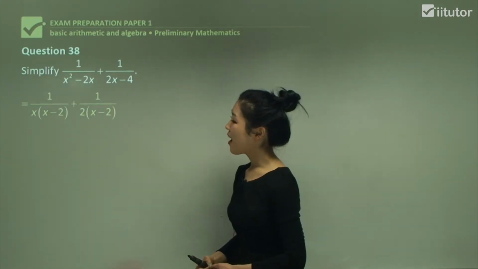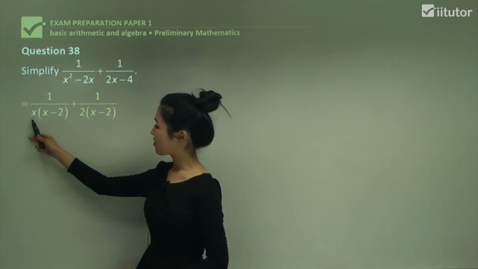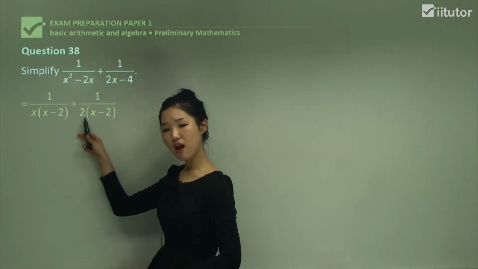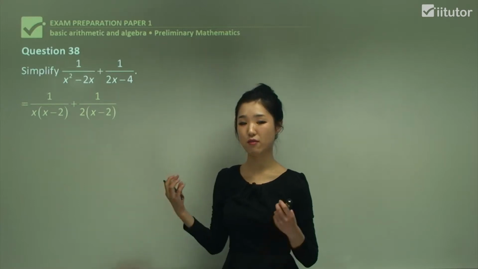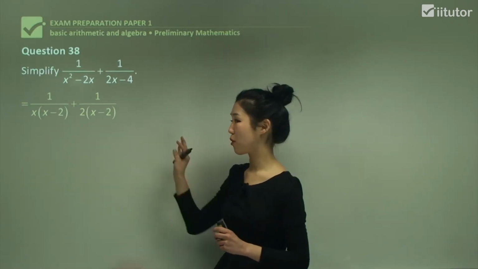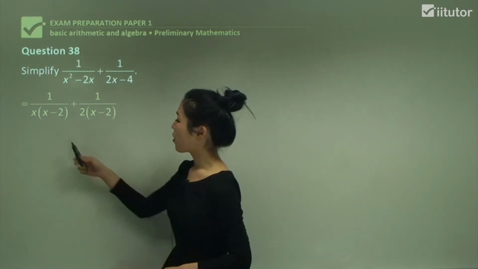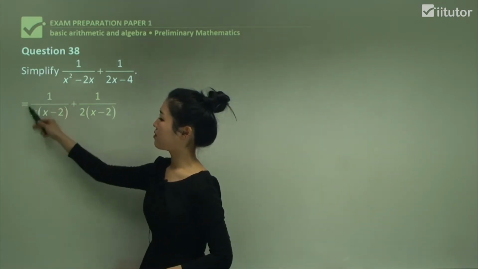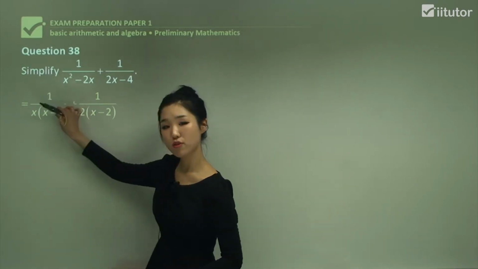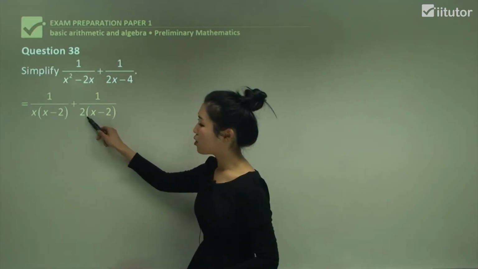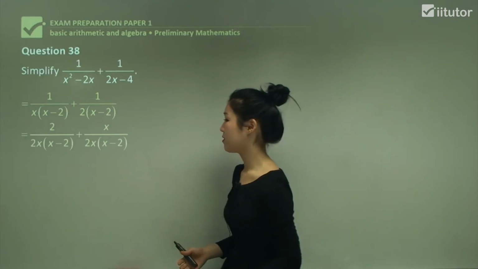Now I can see that x minus 2 is common, but here we have an x, but we don't have the 2. And here we have a 2, but we don't have the x. In order to make this common denominator, we must have all factors inside both denominators. So what I'm going to do is multiply this fraction by 2, but make sure you do it to both top and bottom. And this one I'll multiply by x because we don't have the x, so make sure you do it to both top and bottom. So this is what I get.